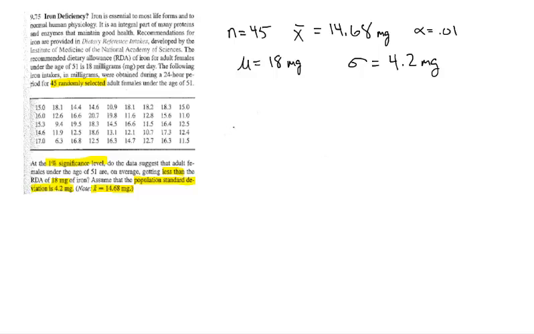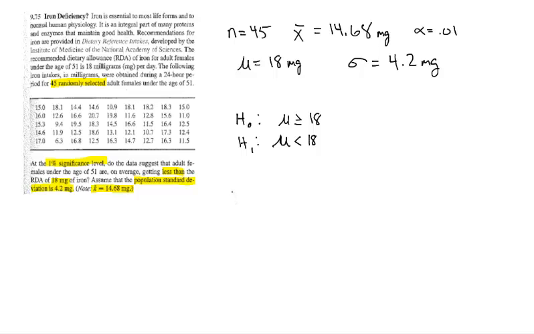And now we want to work through our 5-step process. So we have a hypothesis test, so we're going to need to find our null hypothesis and our alternative hypothesis. So H0 and H1. And I like to start with my alternative hypothesis because which-tailed test is told in the problem. So it was getting less than the RDA, so that means we're going to have a left-tailed test. So we're going to have mu is less than 18. And for our null hypothesis, we're going to have mu is greater than or equal to 18.